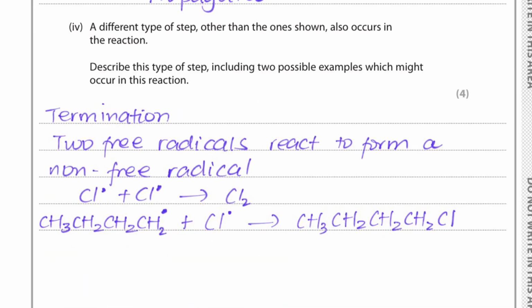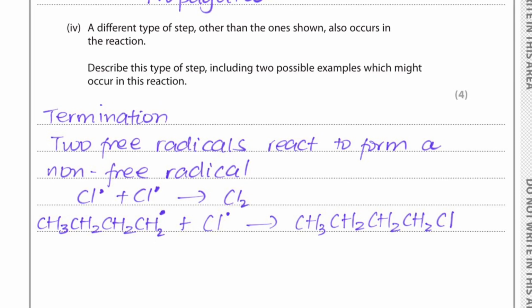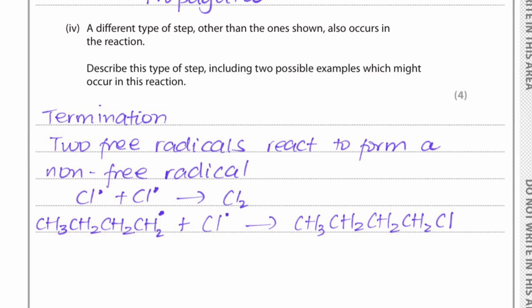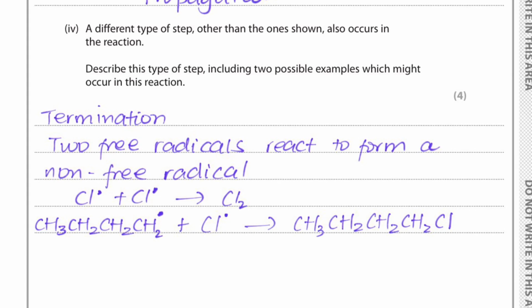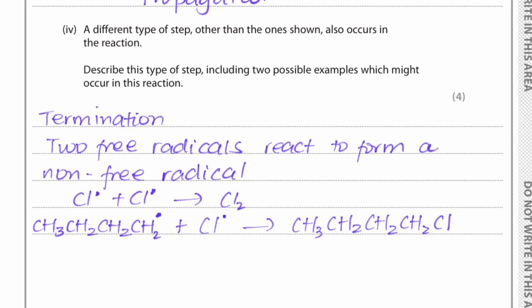In part 4, a different type of step other than the ones shown also occurs in the reaction. Describe this type of step, including 2 possible examples which might occur in this reaction. This is describing the termination step.